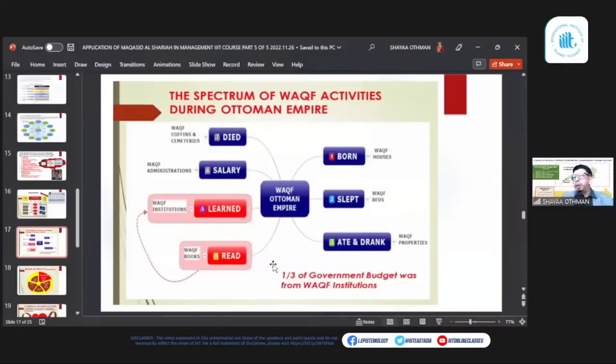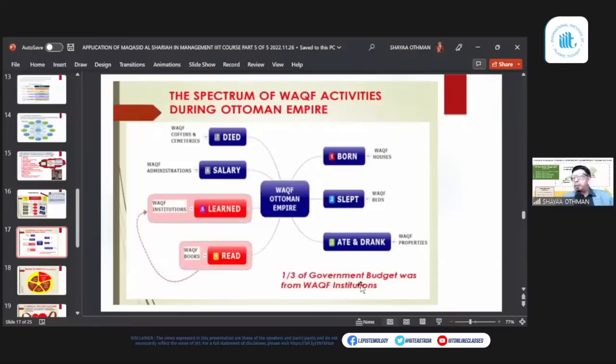And this Waqf even contributed one third of the government budget. Where is Waqf from? It is donation from the society, donation from the industry, and it continues to develop, accumulate and expand, self-financing. They don't get anything from the government.